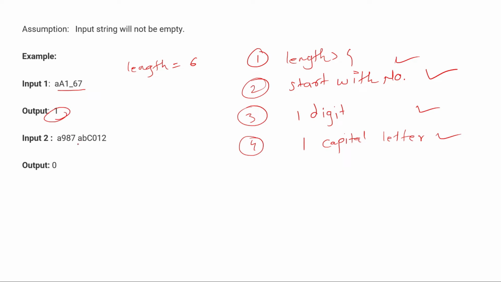Here you can see there is a space in between. That's why it is failing, so we have to return 0 from here. Now we'll start the implementation of this problem.